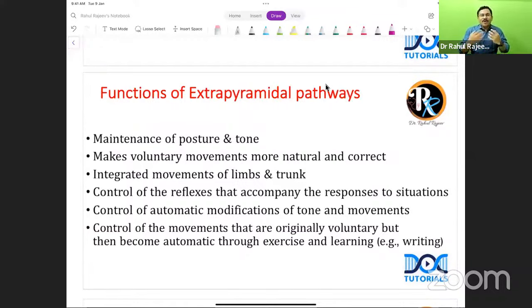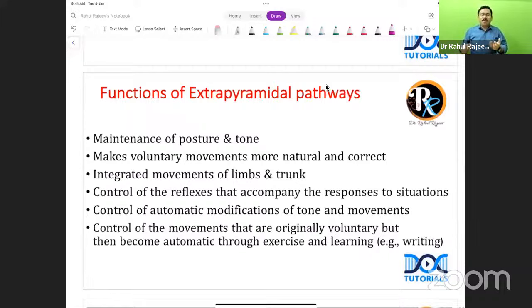So all these reflex postures and tone are again an important function of the basal ganglia, which is why in patients with Parkinson's disease, these reflexes might be less. Their reflexes are less only. Okay. So control of reflexes that accompany responses to situations is an important function of the extrapyramidal pathway.